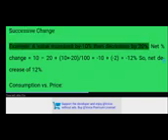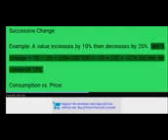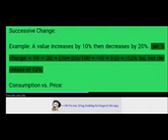Successive change. Example, a value increases by 10% then decreases by 20%. Net percent change equals 10 - 20 + (10 times -20)/100, equals 10 - 20 - 2, equals -12%. So, a net decrease of 12%.